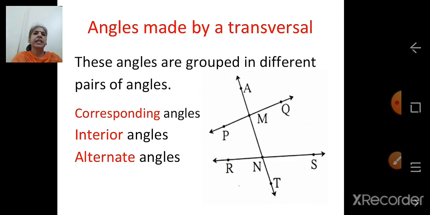Angles made by a transversal. These angles are grouped in different pairs of angles: corresponding angles, interior angles, alternate angles. So which angles are these? Corresponding angles, interior angles, alternate angles. We'll be studying about them, and these angles are in pairs.